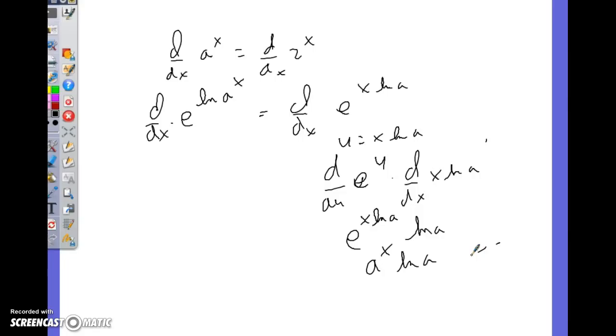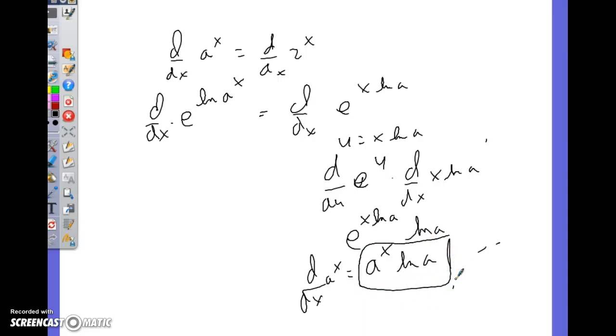E to the x ln of a. I put the x back in. This becomes e to the ln a to the x. And then e to the ln just goes away and gives me a to the x. Back where I started. Okay. So the derivative with respect to x of a to the x is a to the x with an ln a that just suddenly appears. Magically.